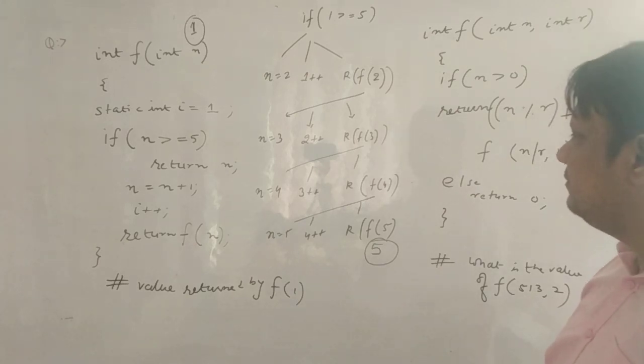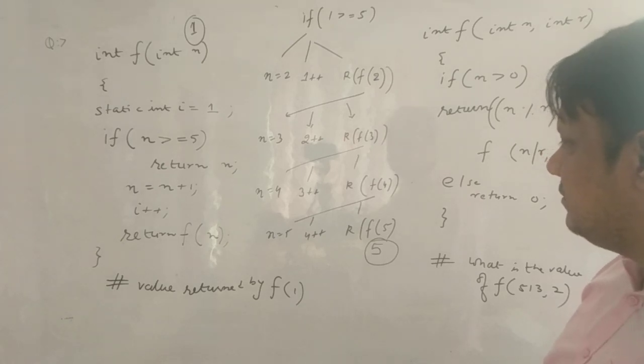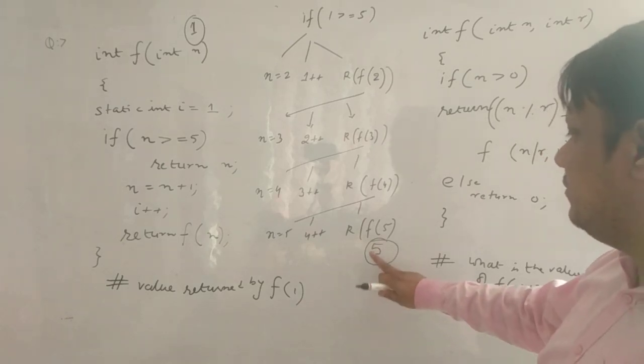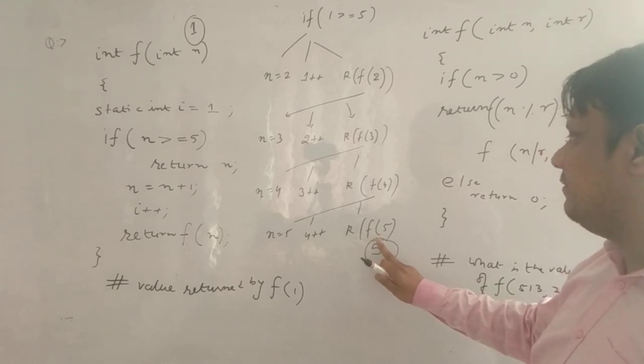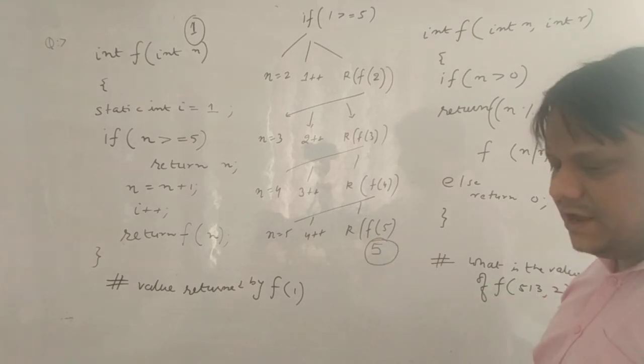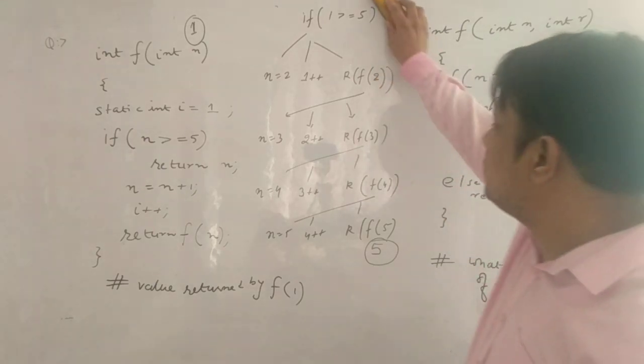It's pretty simple, right? I hope it is clear. So return f of n becomes f5, and this returns 5, right? So 5 is the answer. Pretty simple. Now moving on to the next question.